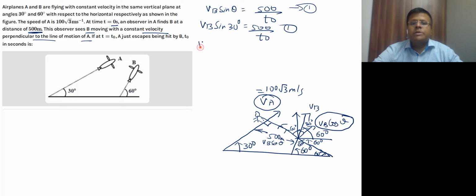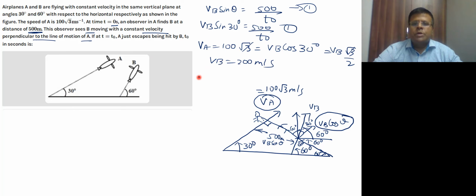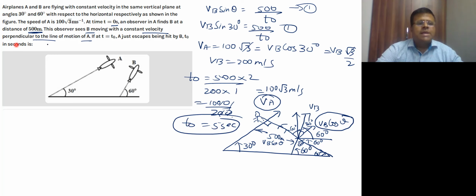So we can write the second equation, that is VA, that is 100 root 3, which is going to be equal to VB cos of 30 degree, which can be written as VB root 3 by 2. That means that VB is 200 meter per second, and that can be put here, and I'll get T naught equal to 500 divided by 200 into half. So this is 1000 divided by 200, or that is 5 seconds. Okay, so that's the answer. What we wanted here, T naught is 5 seconds.